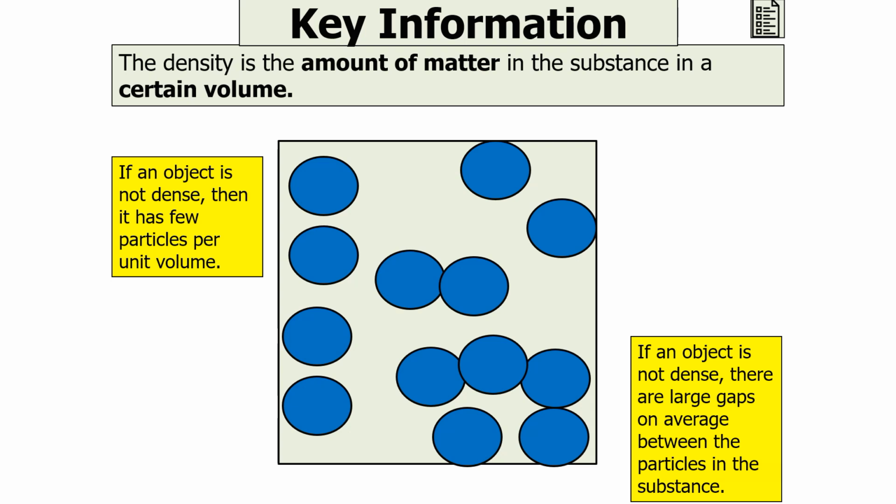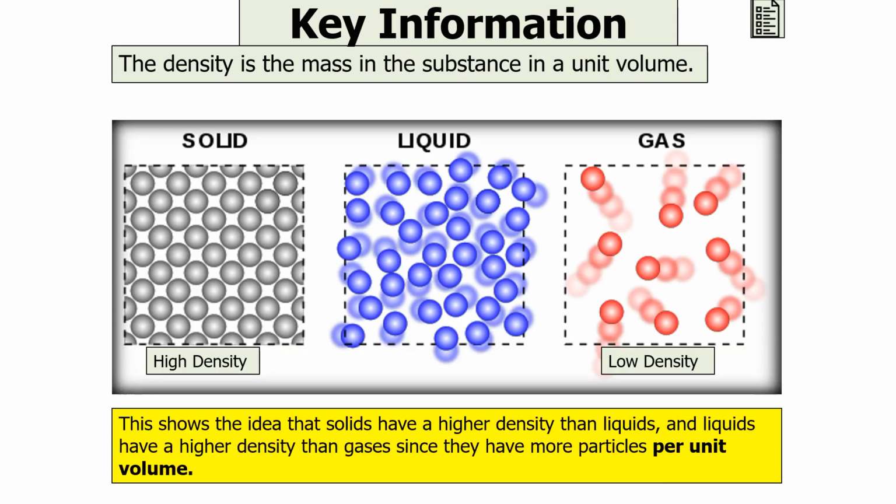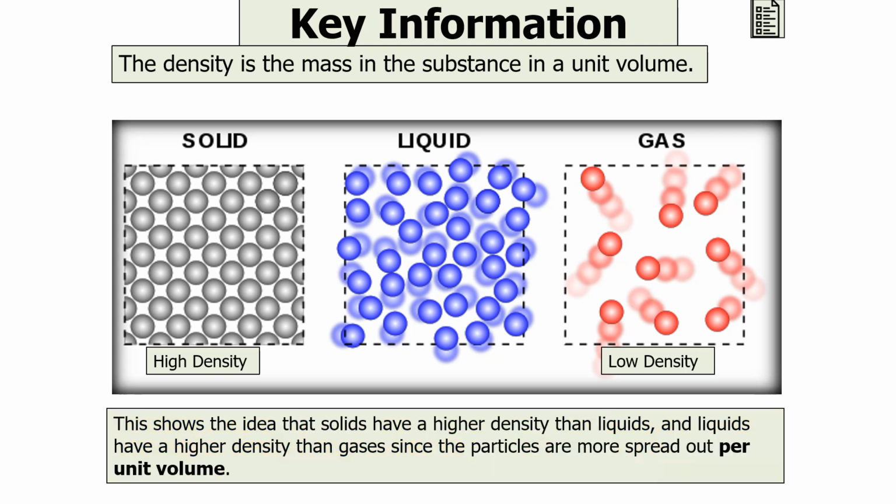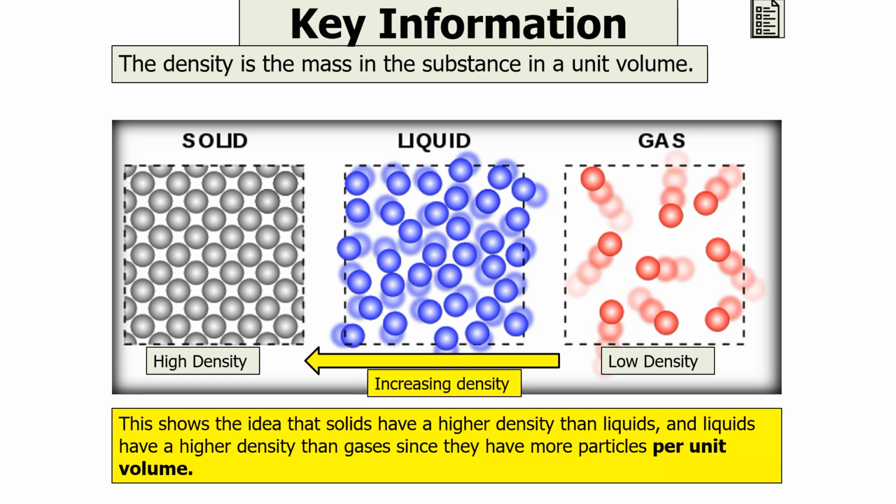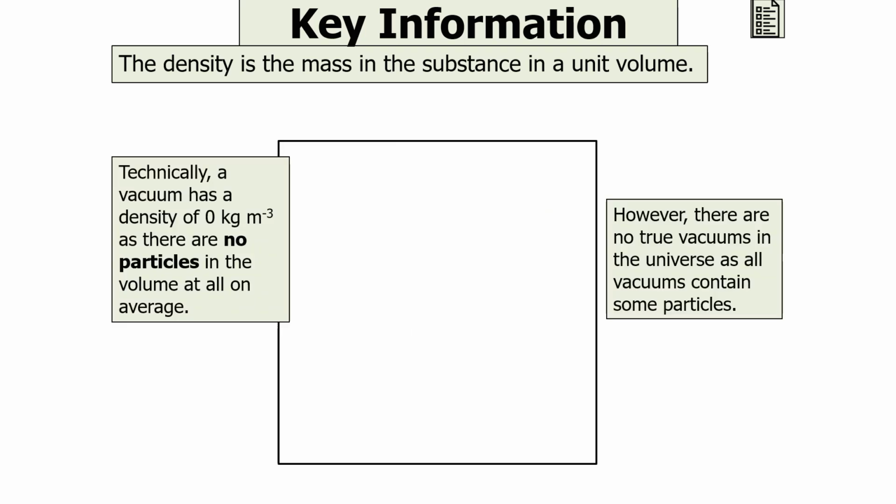So we can now relate this to the particle model of matter. This shows us the idea that solids have a higher density than liquids, and liquids have a higher density than gases, since they have more particles per unit volume. Or you could think of it as solids have a higher density than liquids, and liquids have a higher density than gas, since there's greater space between the particles per unit volume. But fundamentally, the solids are high density, the gases are low density, and there's an increase in density from gases to solids. Now technically, a vacuum has a density of 0 kilograms per meter cubed, as there are no particles in the volume at all on average.